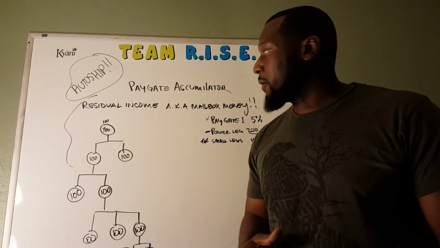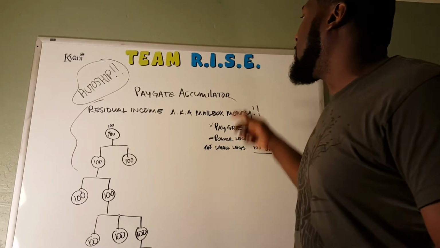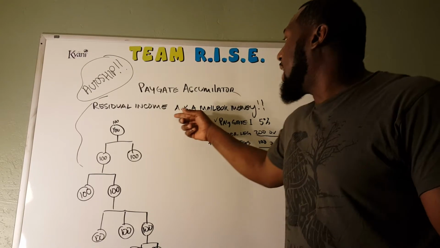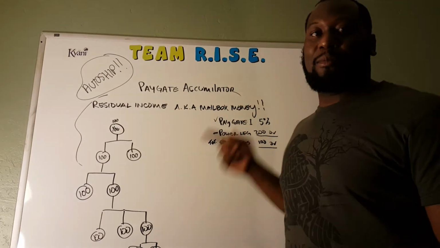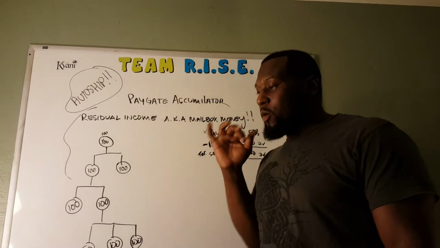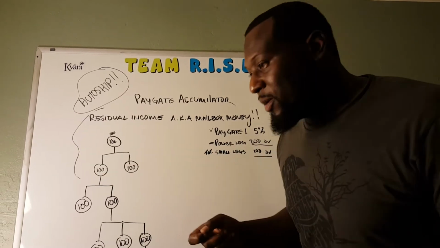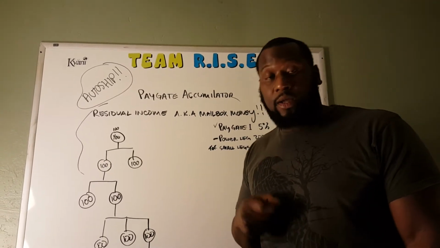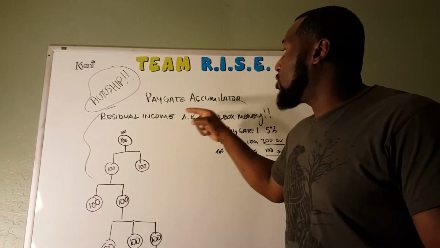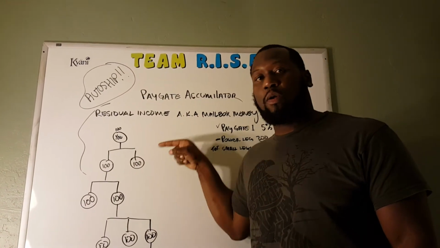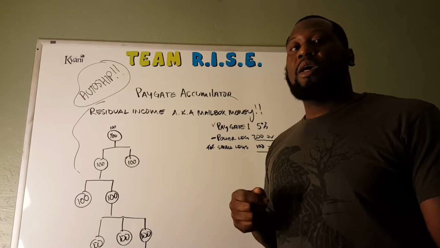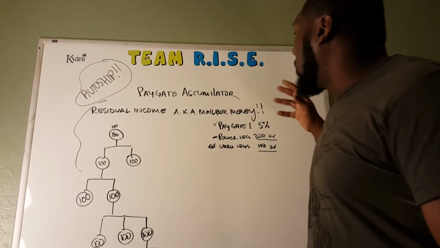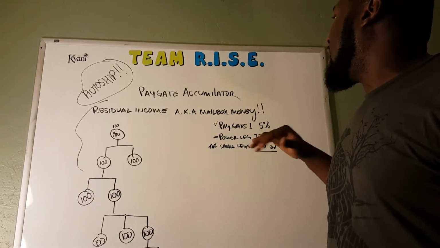Okay? First, when we think about the pay gate accumulator, we think about residual income. That's AKA mailbox money. That's the money that you wake up in the morning, you walk down the driveway, you pull open your mailbox, you take the check out, and that's your hard day's work right there, because you already put in that work. So that residual income is what's key, and it's important when you're growing this Kyani business and really becoming financially free.